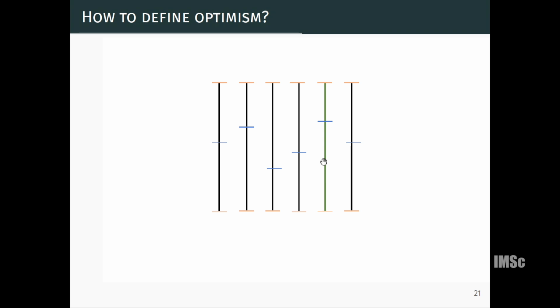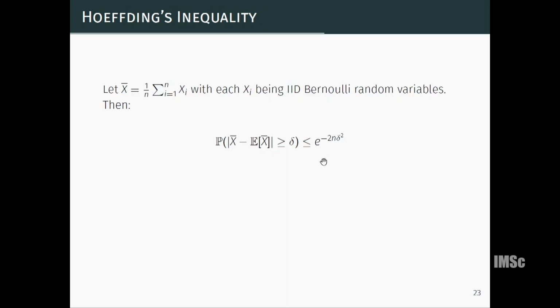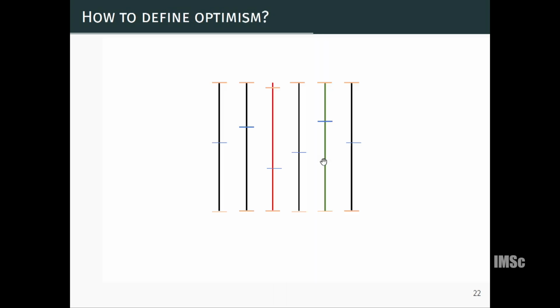With this optimism, you pull the arm. Let us say you pull this arm and you get a reward of 0. Then what you do is reduce its optimism, and then you continue on this. Does it make sense? This is exactly computing Q's.